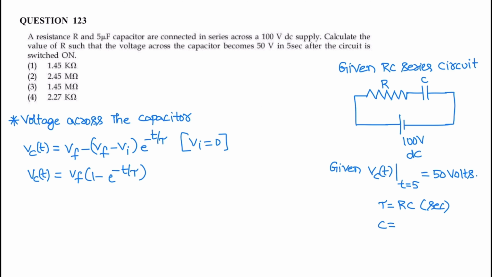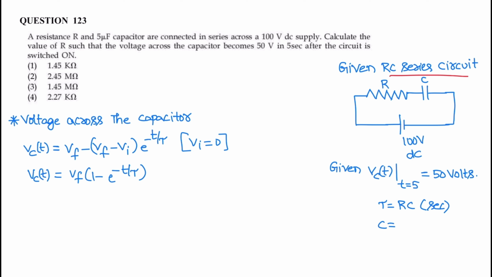A resistance R and 5 microfarad capacitor are connected in series with a 100 volts DC supply. Calculate the value of R such that the voltage across the capacitor becomes 50 volts in 5 seconds after the circuit is switched on. Initially at the time of switching, the voltage across the capacitor is 0. The general formula for voltage across the capacitor is Vc(t) = V final minus (V final minus V initial) e^(-t/tau). Since it is an RC series circuit and the initial voltage is 0, the voltage across the capacitor is V final into (1 minus e^(-t/tau)).